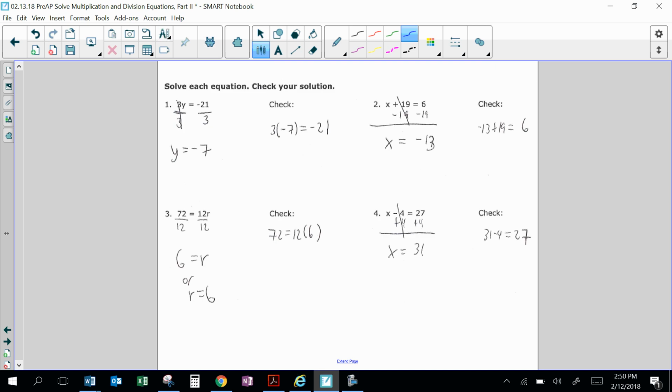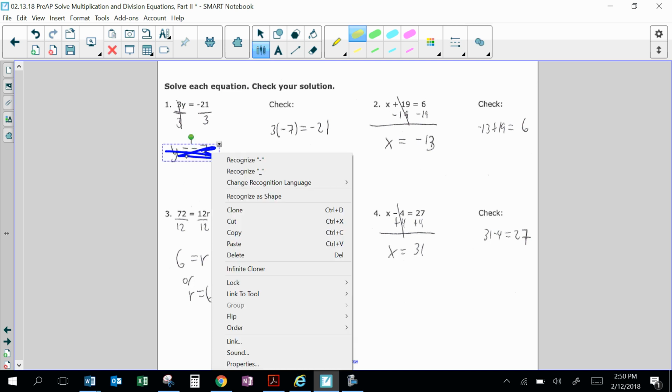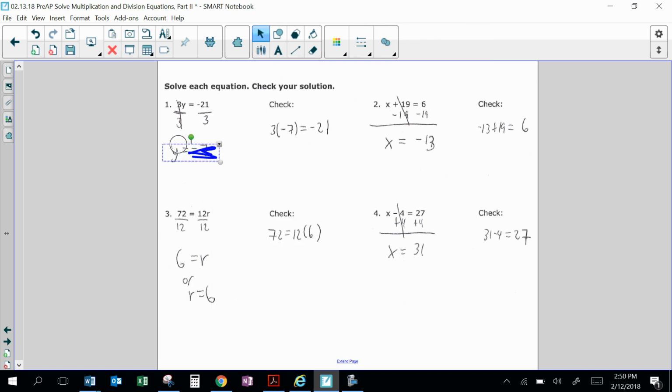Welcome back. Here are the answers to each question. Number 1, it's a multiplication, so I use division. X, y equals -7.